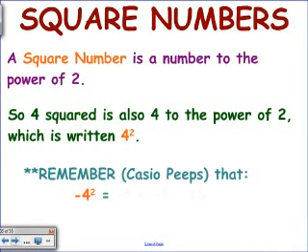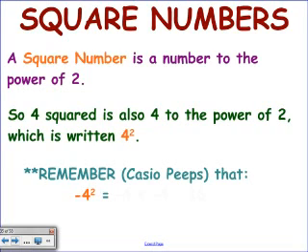How's it written? Well, it's the power of 2 or an index of 2. So you have a base number of 4. That's the number that's being multiplied by itself. And this tells you you do that twice. So it's 4 times 4 is 16.